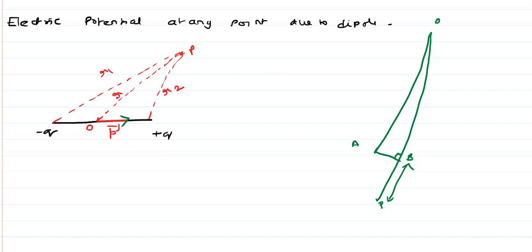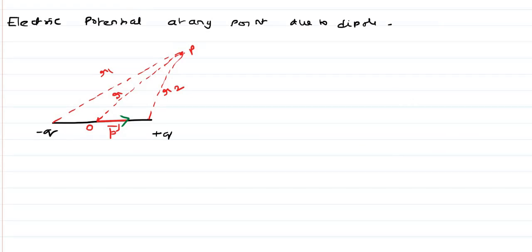So clearly, from the diagram, it is seen that r1 is greater than r2. Correct or no? r1 is greater than r, r is greater than r2. Correct or no? So now I have to find out the extra distance, and I need to find it out by doing some mathematical calculation.